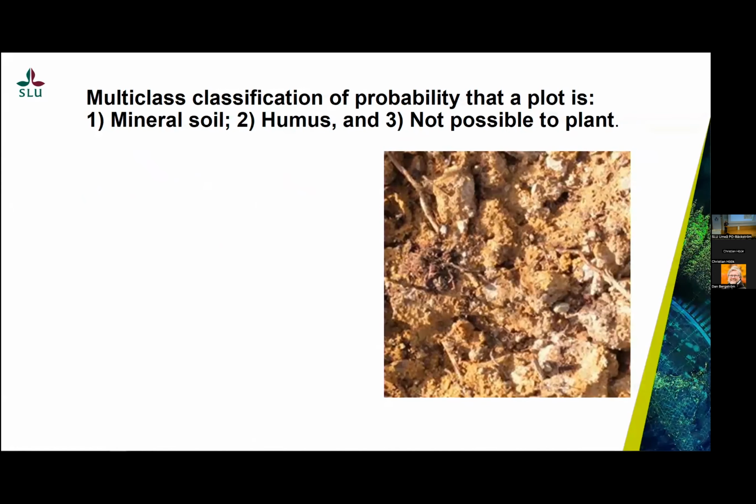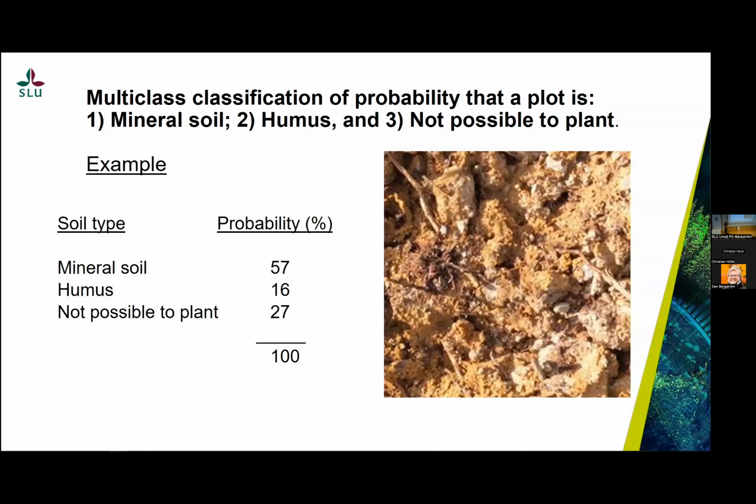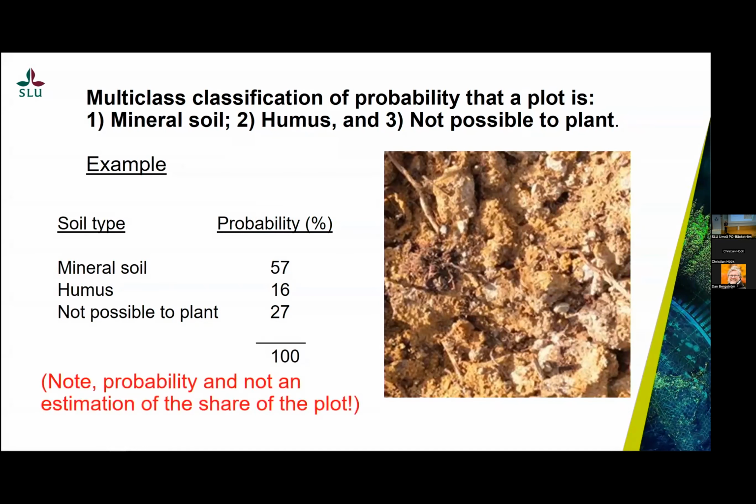And then the system gives a probability that the plot is mineral soil, humus, or not possible to plant, such as stone, stump, thick matter of logging residues, and so on. An example: this image shows that the probability that this is mineral soil is 57%, but it also has a probability to be humus, 16%, and not possible to plant. And note, this is a probability and not an estimation of the share of the plot.